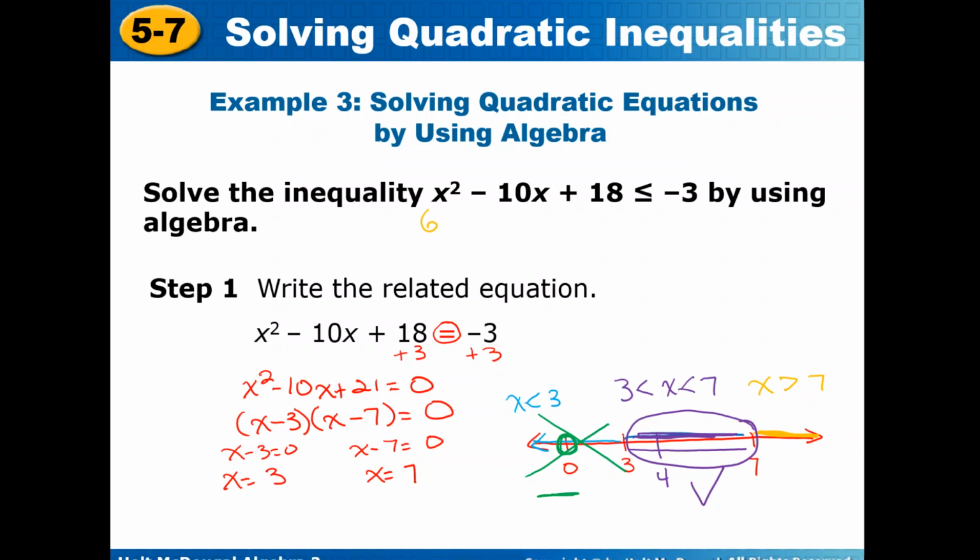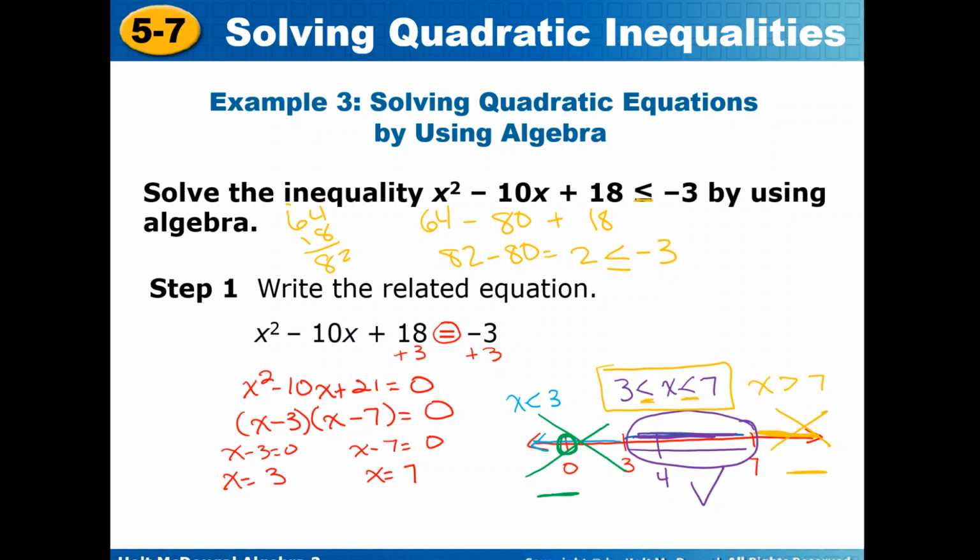So this is 8 squared, which is 64, minus 80 plus 18. Let's see, 64 plus 18 is 82. 82 minus 80 is equal to 2. Is 2 less than or equal to negative 3? No, it's not, so that's going to be a minus. So I know that my solution region is going to be this region: 3 is less than x, which is less than 7. That's going to be my solution region. And actually, it's going to include the equal to signs in here also.